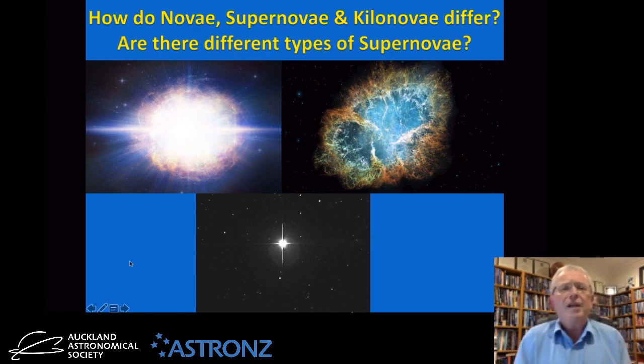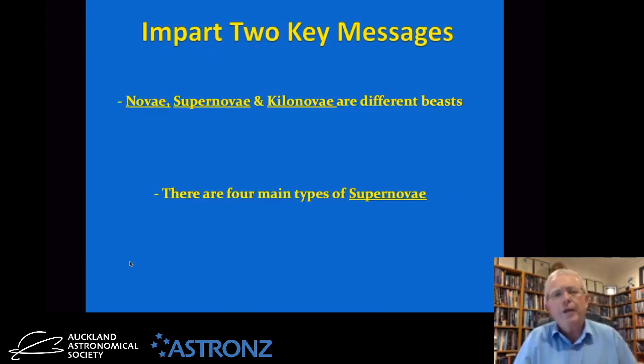So that really raises the question: how do novae, supernovae, and kilonovae, terms I'm sure you've heard before, differ? And are there different types of supernovae? You seem to hear about different types. So tonight we're going to explore that. There are really two key messages I want to impart. Yes, novae, supernovae, and kilonovae are different beasts. They're different events. And as for types of supernovae, there are actually quite a few types, but there are 4 main key types.